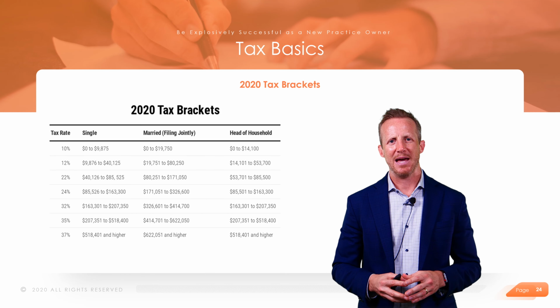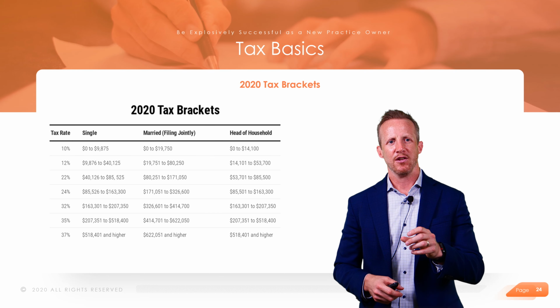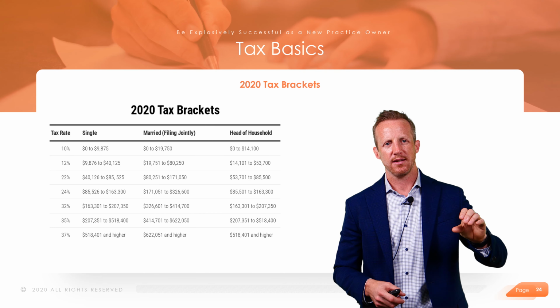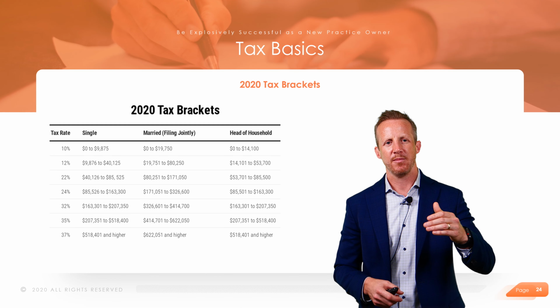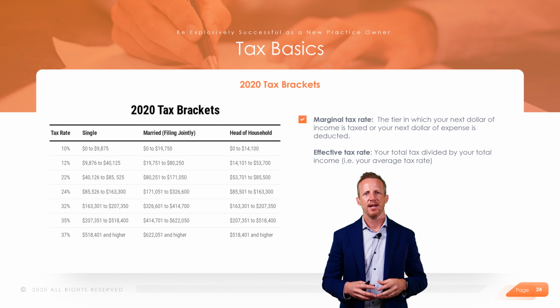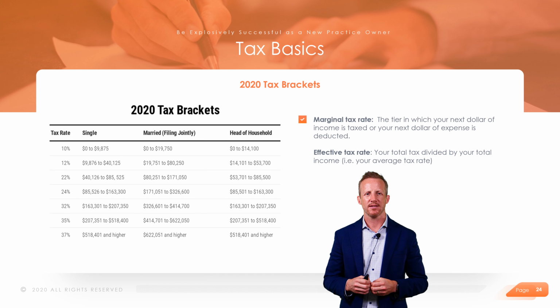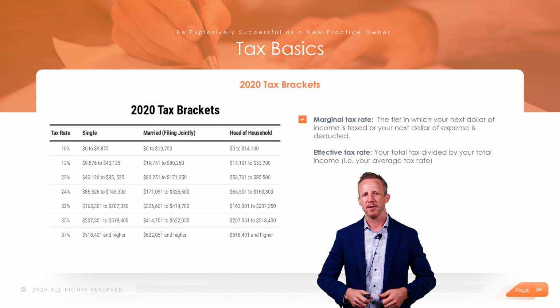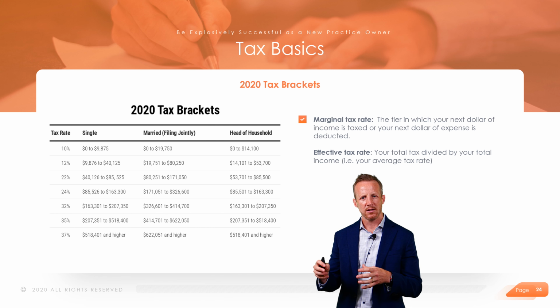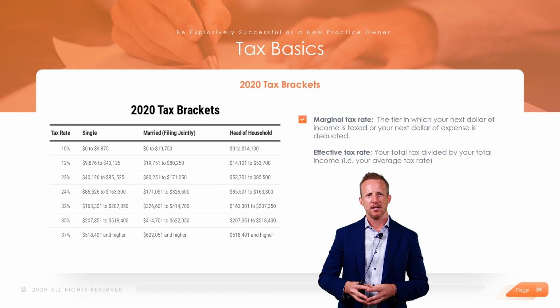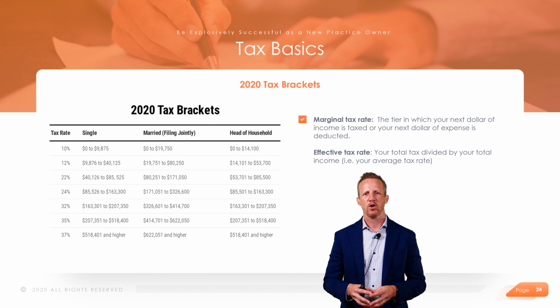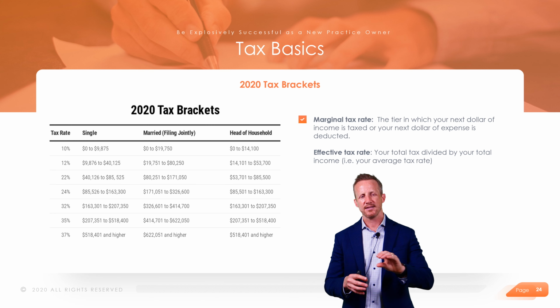Actually, before we get to the example, let me explain that the bracket that you're in, the bracket where your next dollar of income is, that's called your marginal tax rate. The tier in which your next dollar of income is taxed or your next dollar of expenses is deducted. So if you're in December and you're almost through the end of the year and you decide I'm going to pay $20,000 to buy a lot of supplies for my practice, that $20,000 is going to be deducted at whatever tax tier or bracket that you're projected to be in.